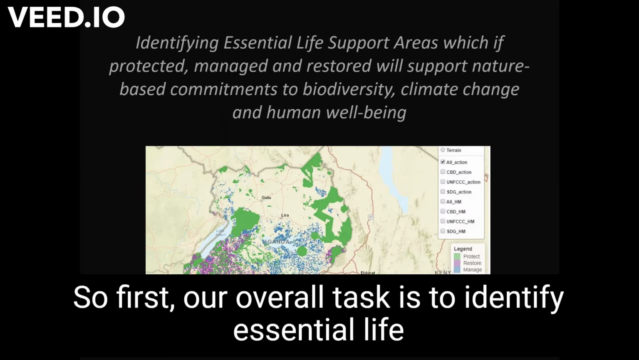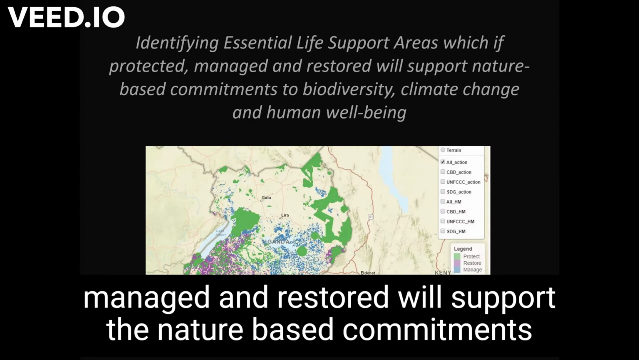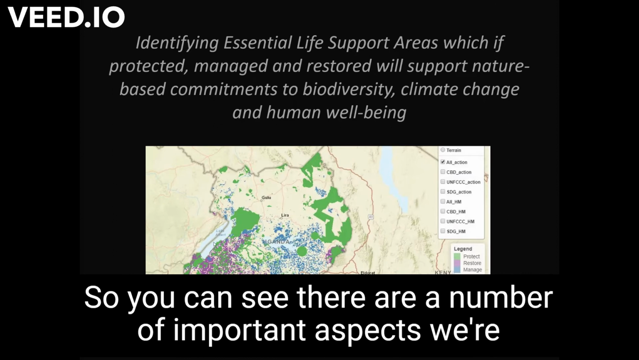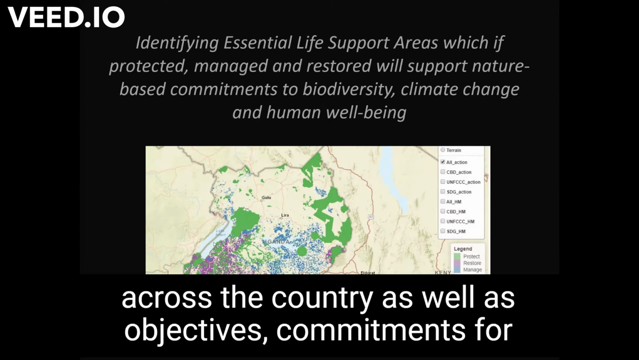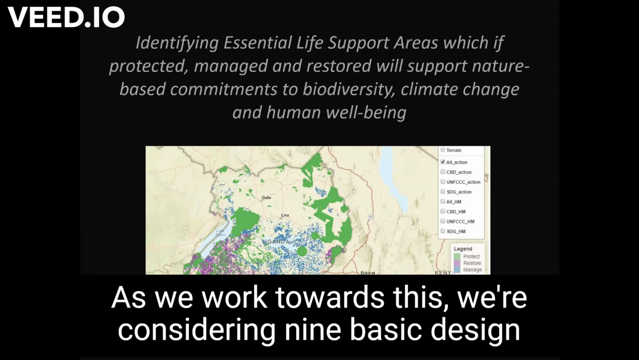So first, our overall task is to identify essential life support areas at the national level, which if protected, managed, and restored, will support the nature-based commitments to biodiversity, climate change, and human well-being. So you can see there are a number of important aspects we're working towards here. We're working to consider protection, management, and restoration across the country, as well as objectives, commitments for biodiversity, climate change, and human well-being.